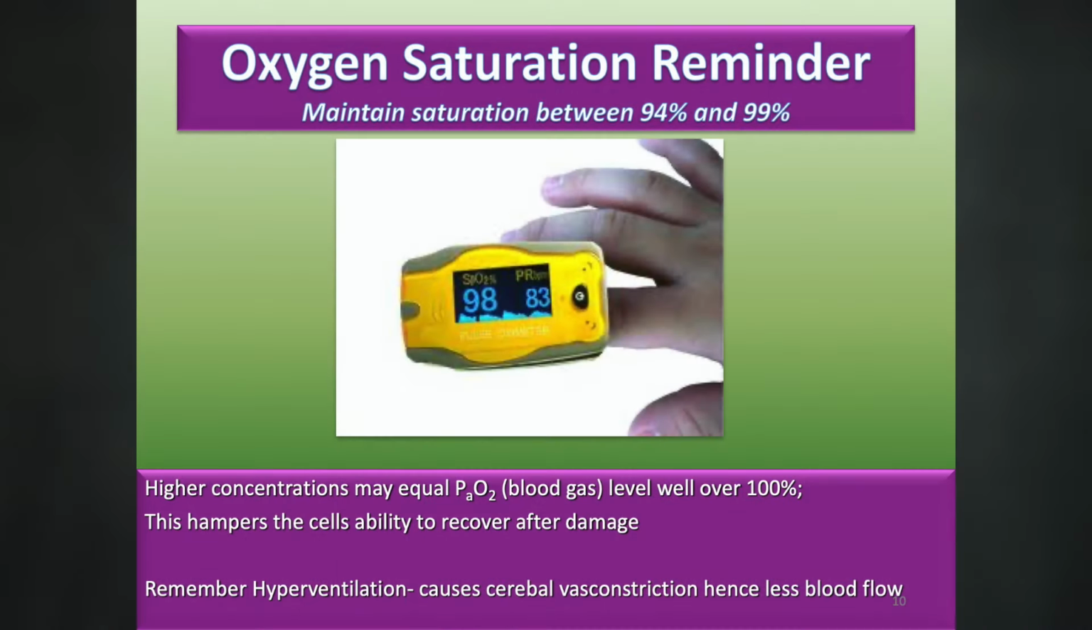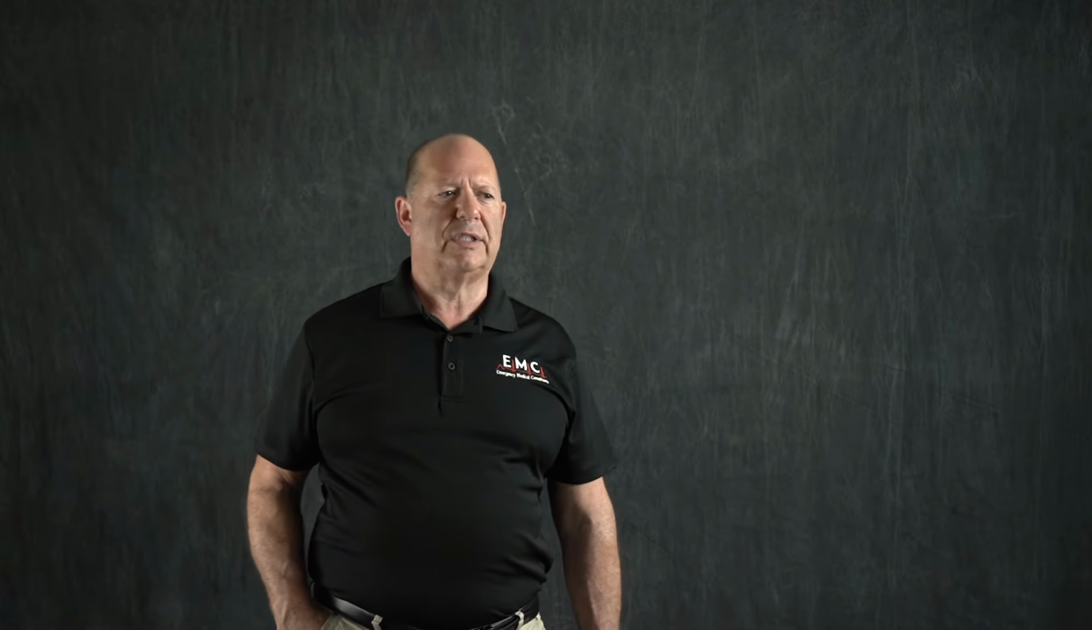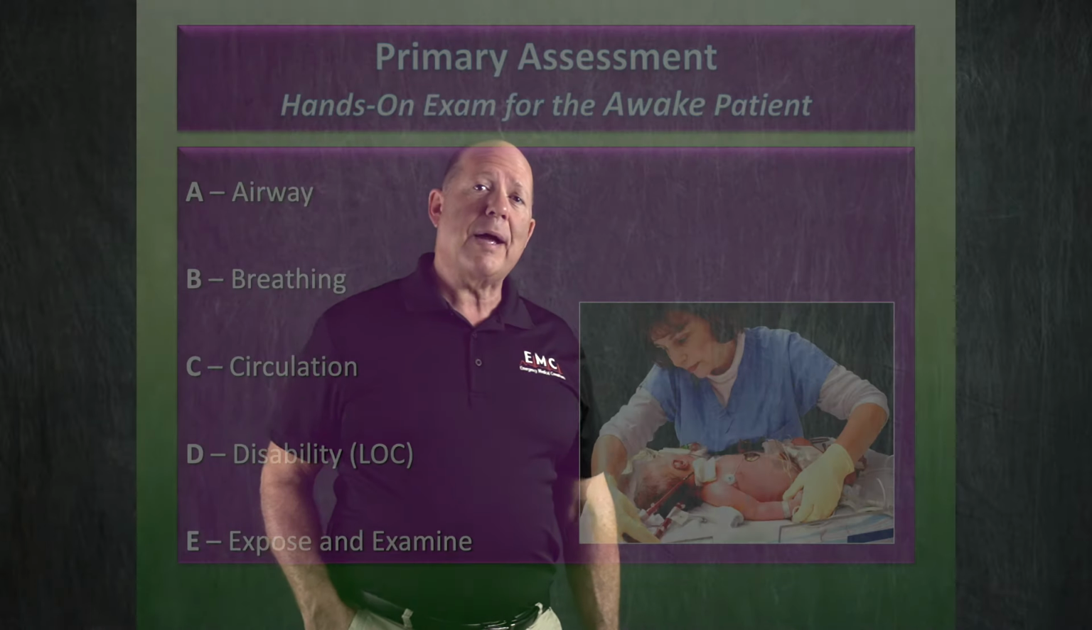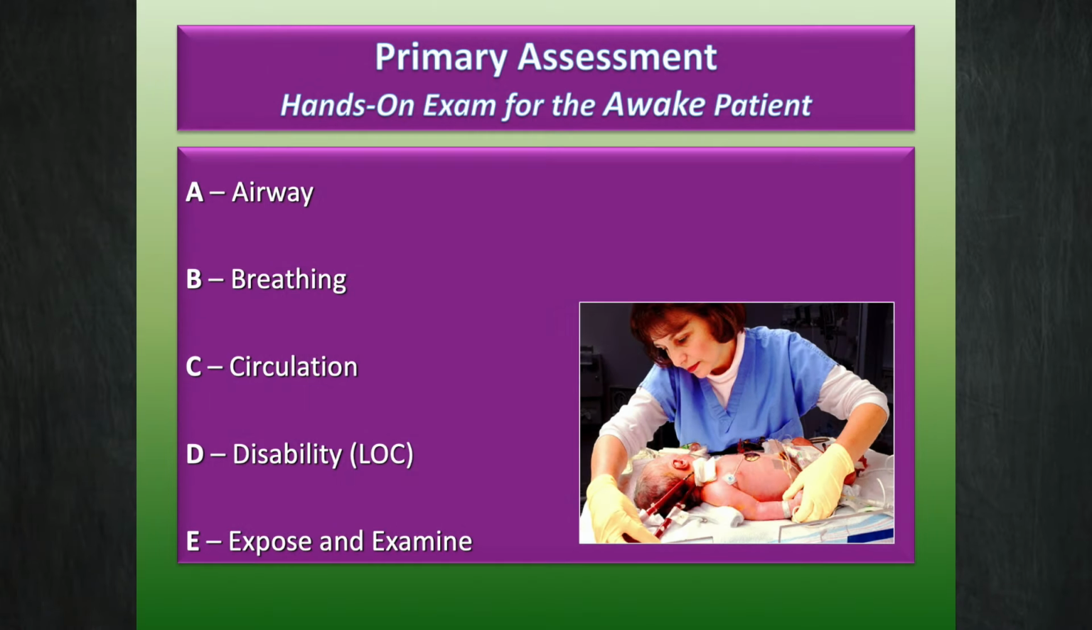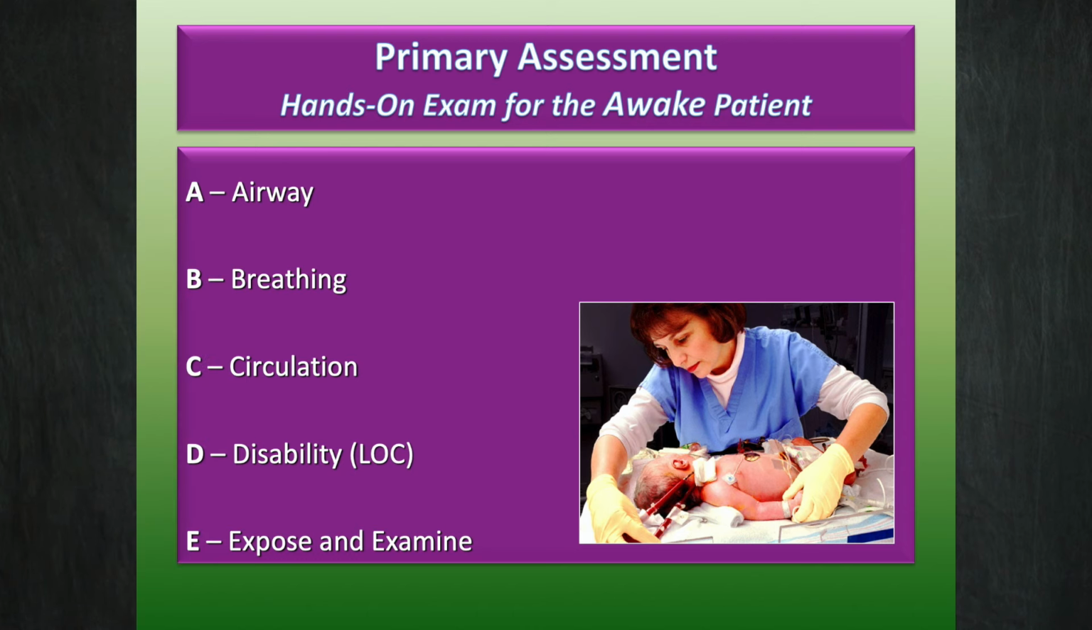So remember that just like ACLS, what we say in PALS is our goal is to keep the O2 saturation between 94 and 99%, as higher oxygenation levels might give us a higher blood gas level, which can be toxic to some patients. This may not be as critical in children as adults, but we still use the same concept. So when we talk about the primary survey in children, or the primary assessment, we use an acronym A, B, C, D, and E. So let's take a look at those.